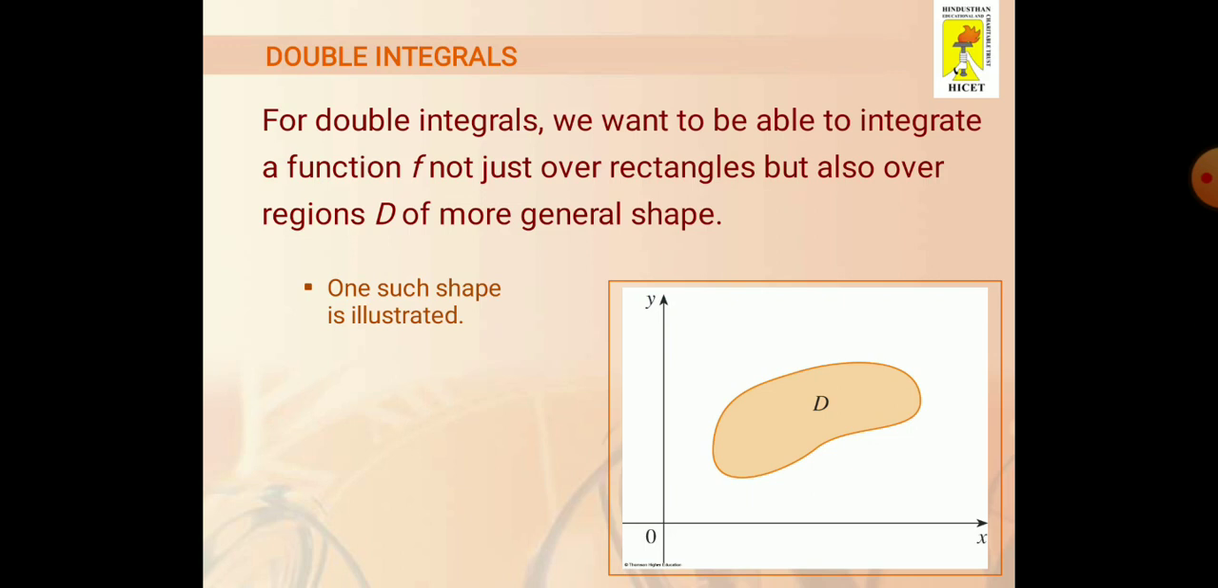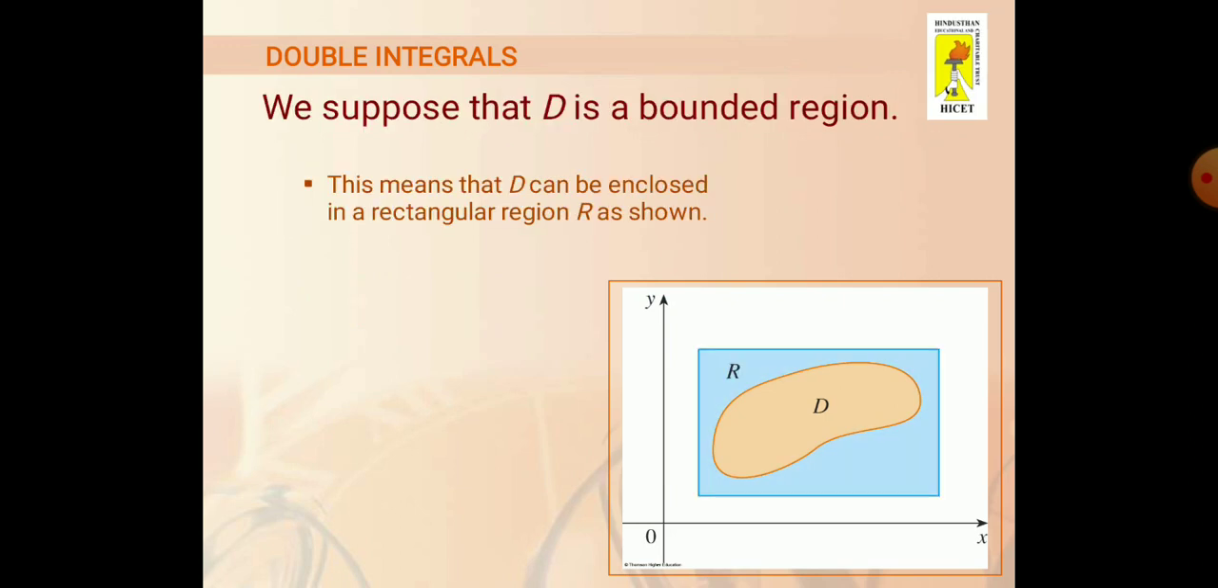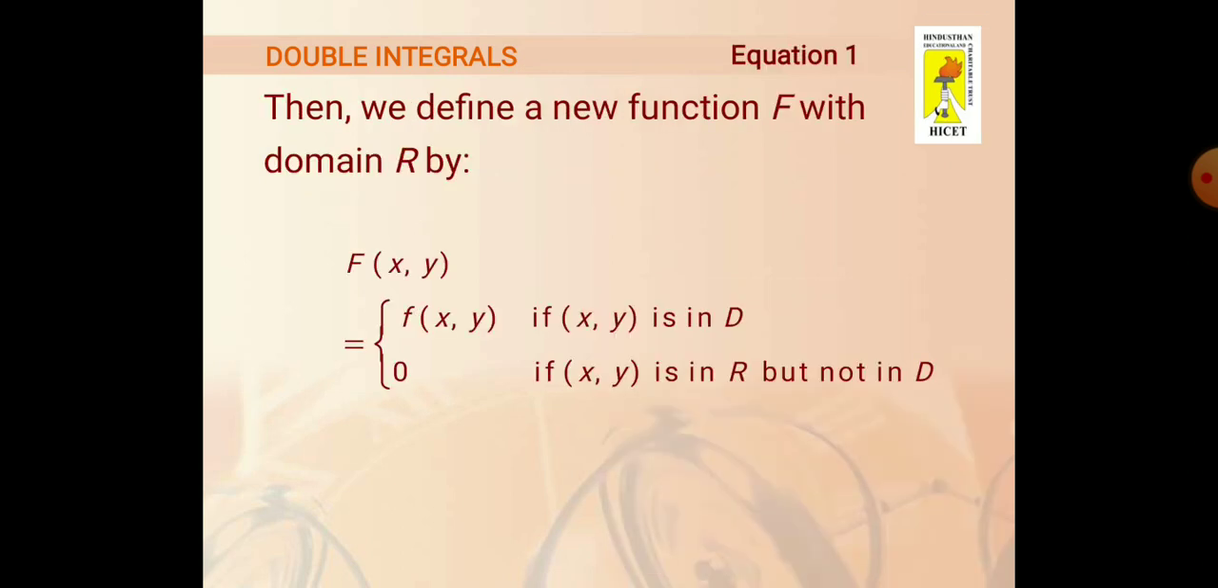For double integrals, we want to be able to integrate a function f not just over rectangles but also over regions of more general shape. So we suppose that D is a bounded region. See the diagram. This means that D can be enclosed in a rectangular region R as shown. Therefore, we define a new function F with domain R by F of x comma y equals f of x comma y if x comma y is in the domain D, and 0 if x comma y is in R but not in D.